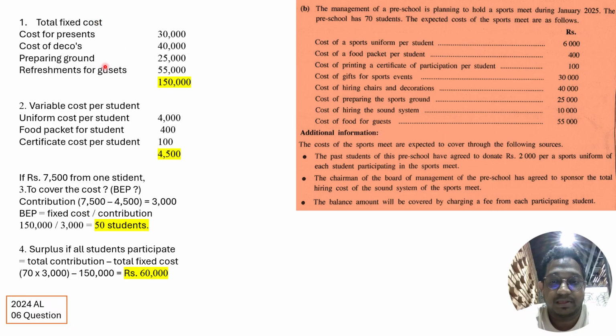Okay. And then they are asking if they are charging 7,500 for one student, how many students should participate to cover the total cost, which means they are asking the break-even point. So at that point, your contribution is 3,000, 7,500 minus 4,500, the variable cost. Then the break-even point is 50 students. And surplus, if all students participate, you can find out the total contribution, 70 times 3,000, and from that you have to deduct the total fixed cost. Then you can find out the surplus as 60,000.